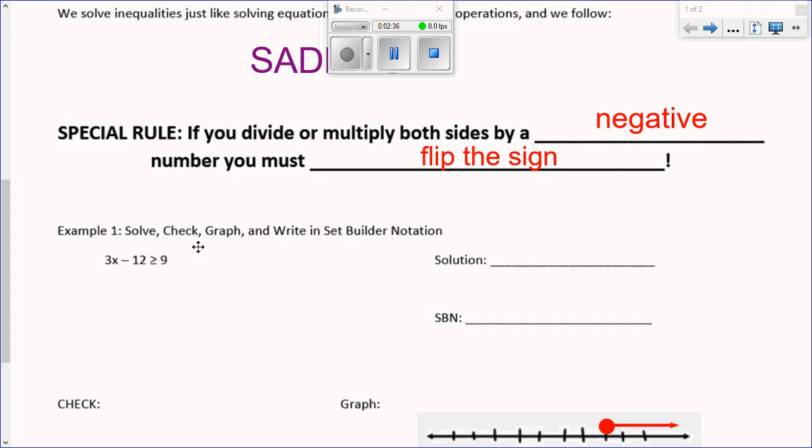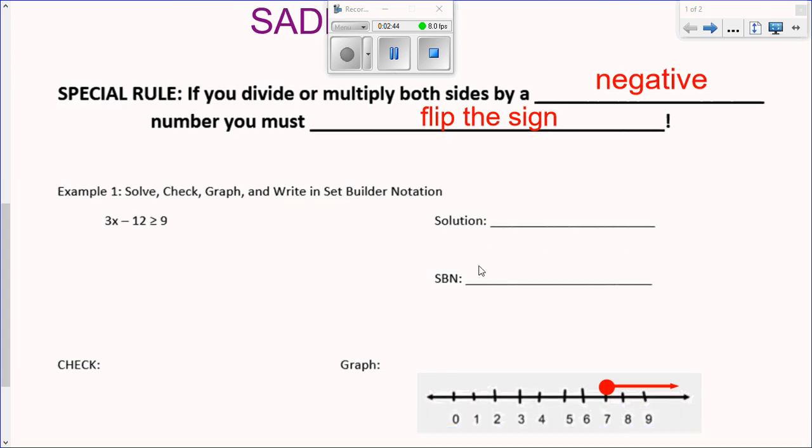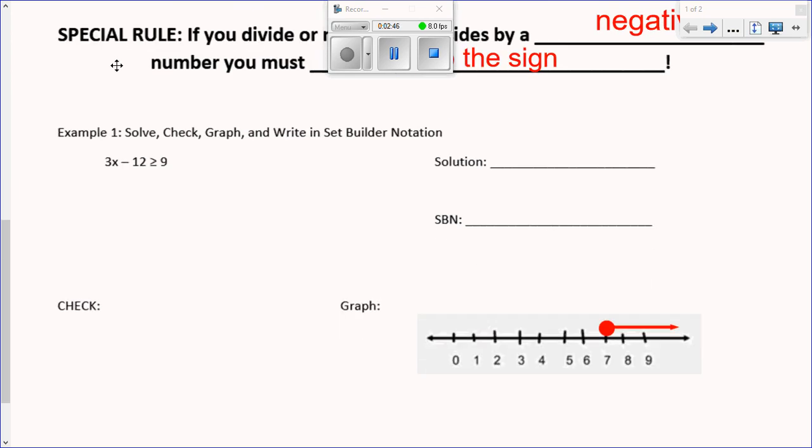We're going to solve it, check our answer, graph it, and write it in set builder notation. Oh, look, I already put it there. Oh, well. So, all right. So to solve this, I'm still trying to isolate the x. So the first thing I'm going to do is add 12 to both sides. That way it gets rid of the 12. I now have 3x is greater than or equal to 21. Divide both sides by 3. I get x is greater than or equal to 7.